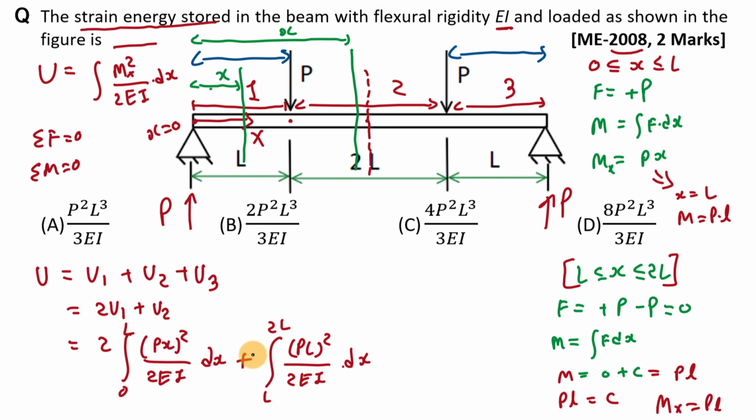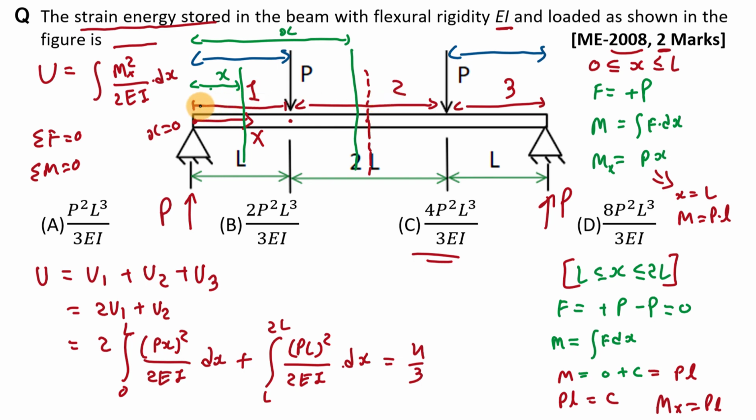And if you find the answer from this expression, then it will be 4 by 3 P square into L cube divided by 3EI. Means here answer is option C, and this question is for 2 marks. So I hope that you understand this question. Here first of all we are taking 3 intervals, and we know that these loading conditions are symmetrical about this point.